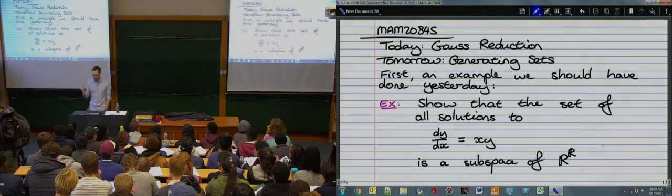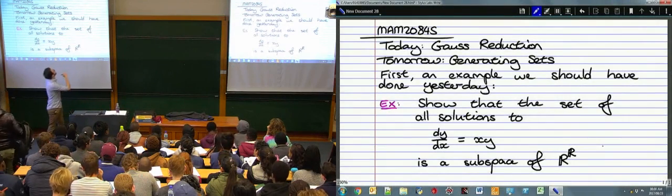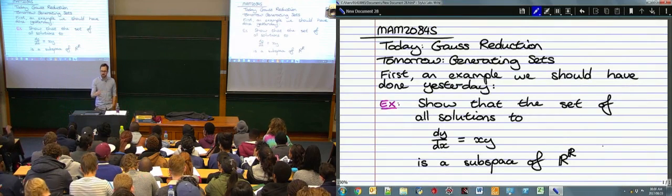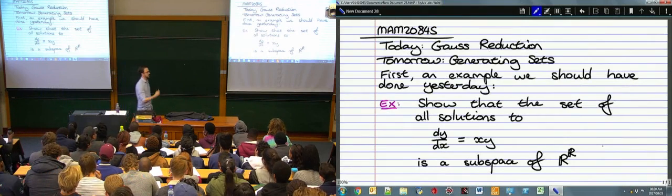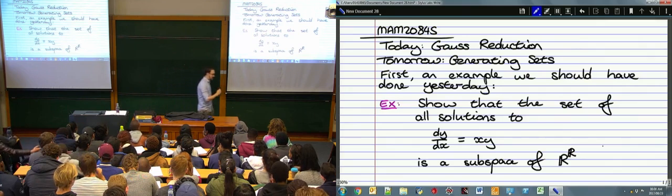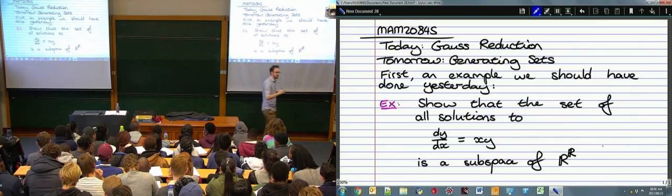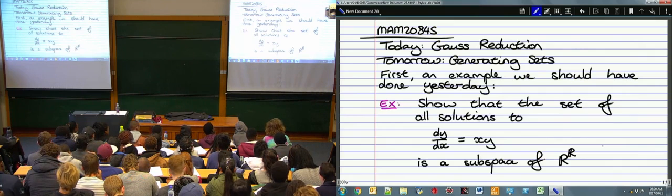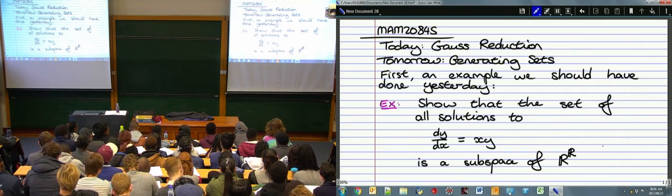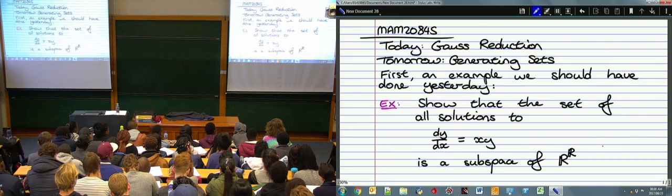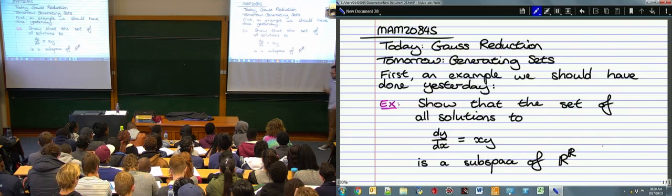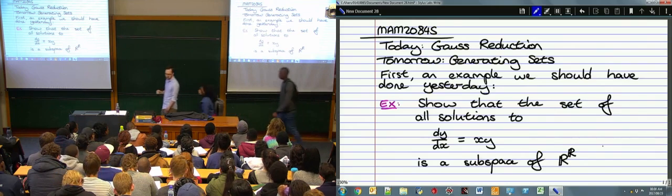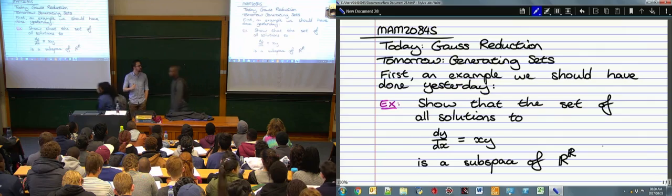All right. What we spoke about yesterday, which I haven't written up, was subspaces, and we're going to start today's lecture by doing one more example on subspaces. Then today we're going to talk about Gauss reduction. This is basically a review of things that we should know from MAM2084S, and Gauss reduction is going to be very important in this course. When we come back tomorrow, we'll start talking about generating sets.